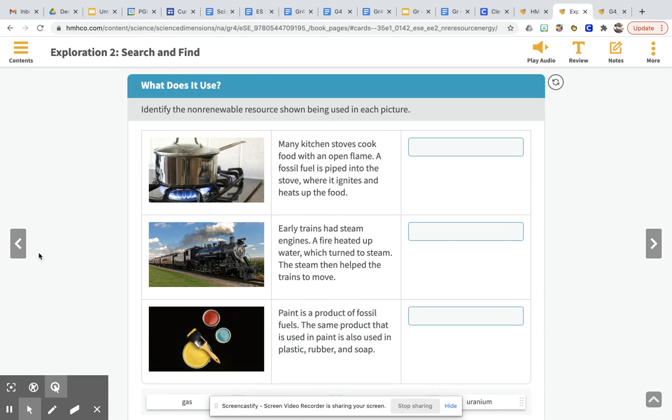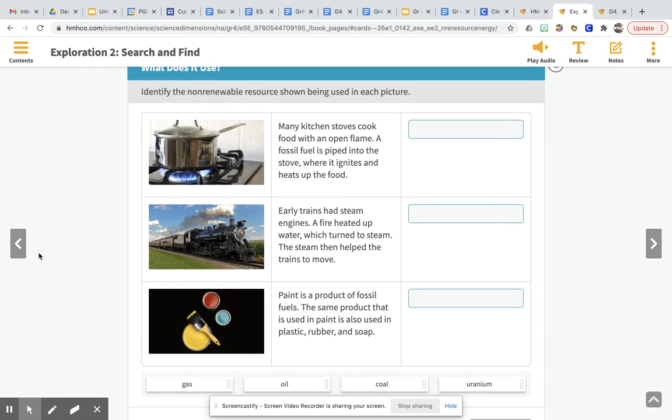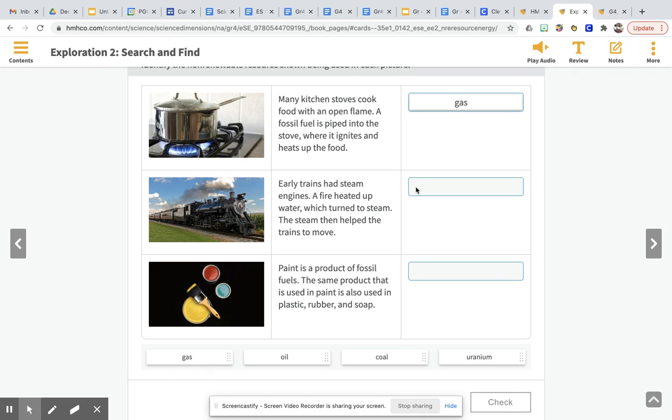All right, are we ready to answer? Okay, well, on the stove, I told you guys I have a stove just like this in my house, and this is a gas stove. And so our non-renewable resource here is gas. In the very beginning of our lesson, we talked about what is used to power trains and some of our early vehicles. We talked about steam engines, and that is coal. And when we are talking about paints and things like that, we are talking about oil.